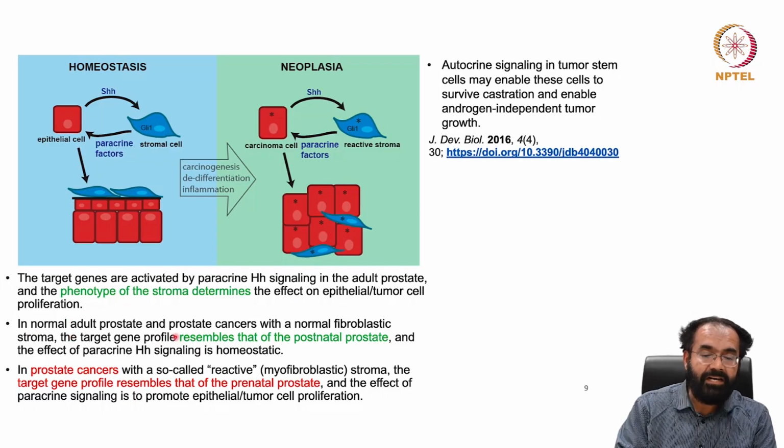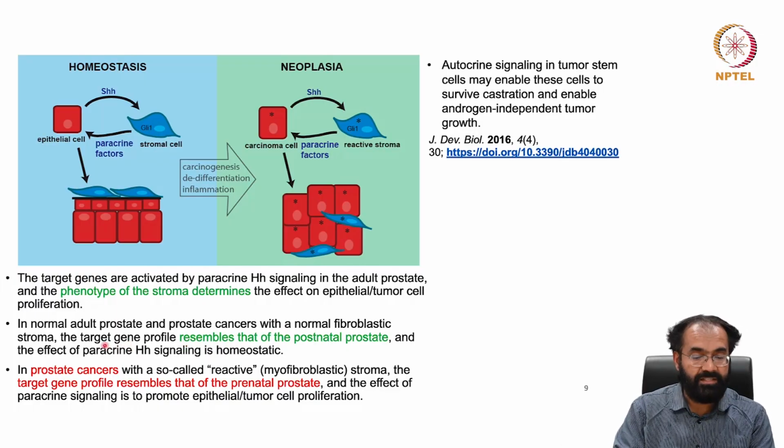And in normal adult prostate and prostate cancers with a normal fibroblastic stromal cell, the target gene profile resembles that of the postnatal prostate. Postnatal prostate, proliferation is minimal, same signaling event, and the effect of paracrine Hedgehog signaling is homeostatic. It is involved in maintaining the homeostasis.